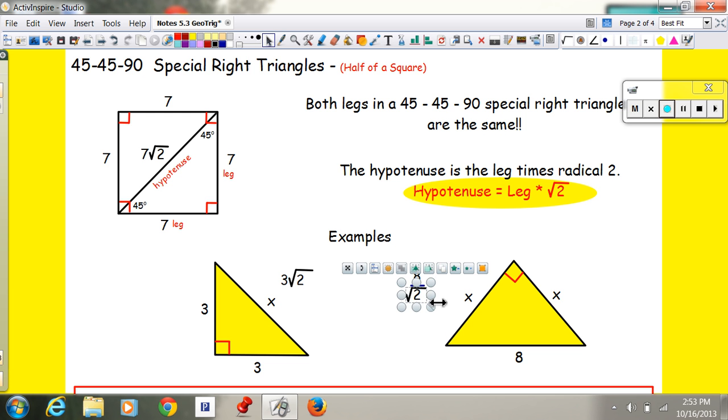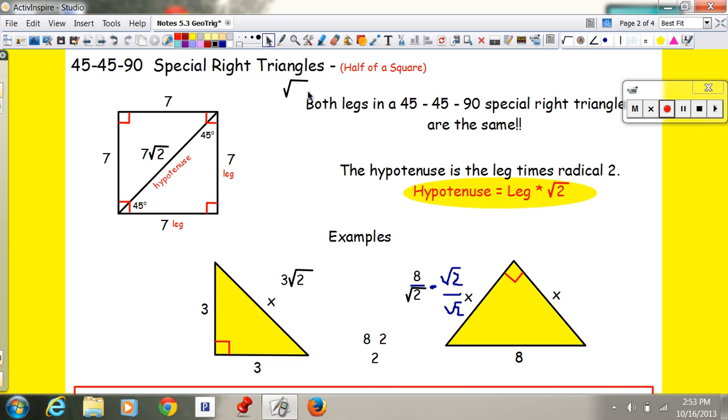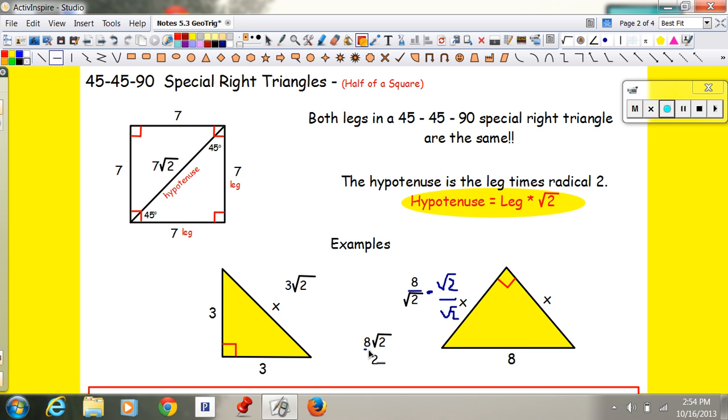Now remember, you can't have a radical on the bottom, so we're going to need to do what we did before and multiply by radical 2 over radical 2. So you're going to end up with 8 radical 2 on top, and on the bottom radical 2 times radical 2 is 2. You're going to end up with 8 radical 2 over 2. Oops, that's not the right place for the radicals, sorry. Okay, 8 radical 2 over 2 looks like that.